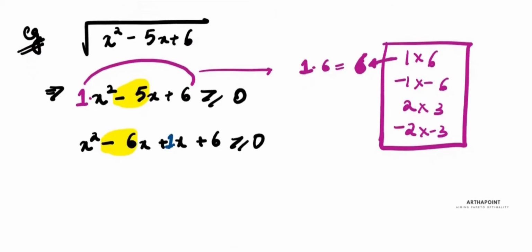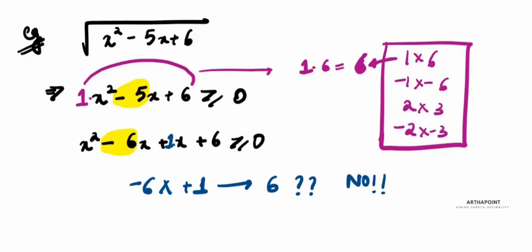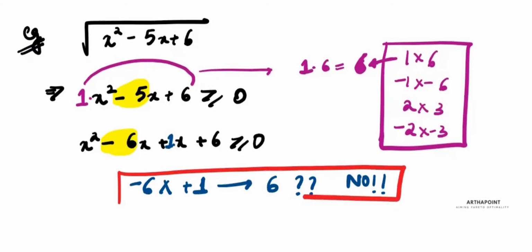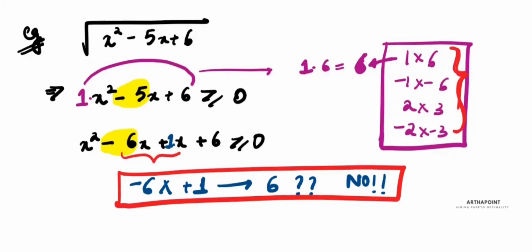But does minus 6 into plus 1 give me a value of 6? The answer is no, right? So what happens in this case is, if I go ahead and use the method of completing the square, one thing that is clear to me is that under this scenario, I cannot use this method because when I open 6 and I write it like this, it is not solvable.